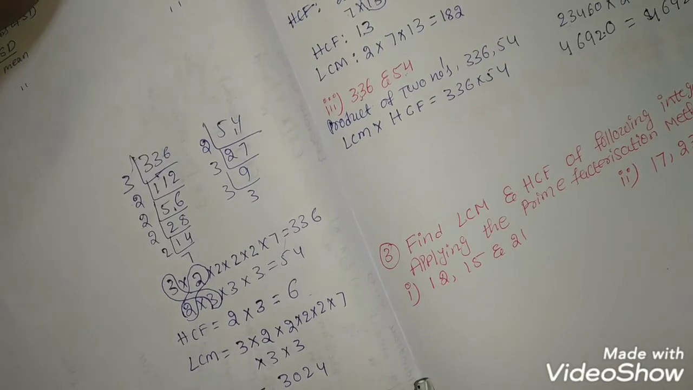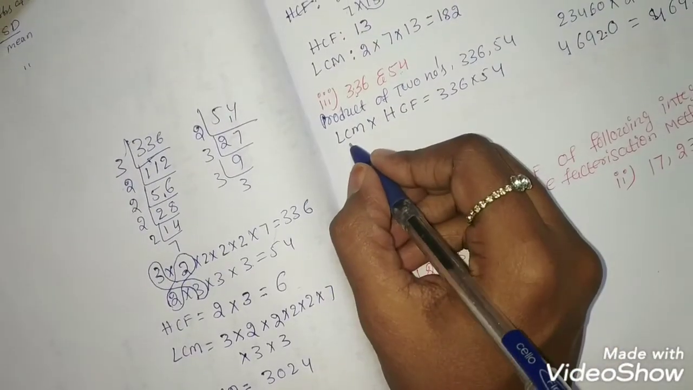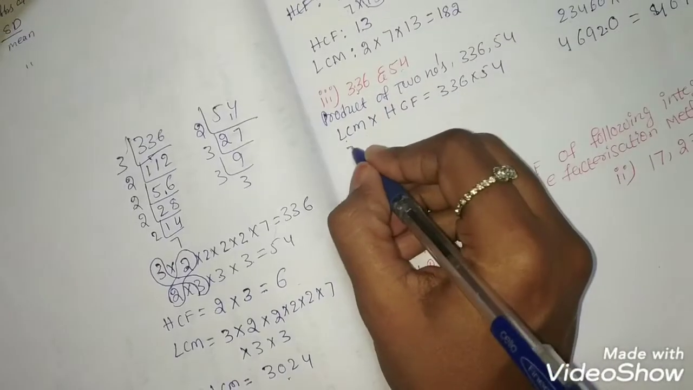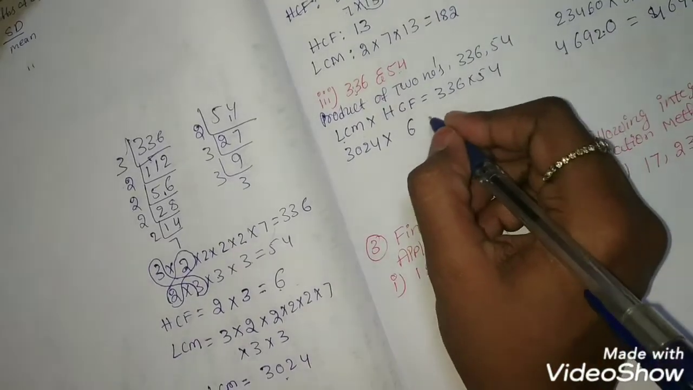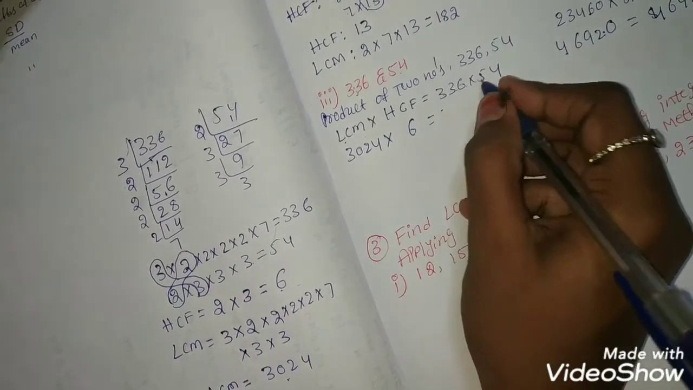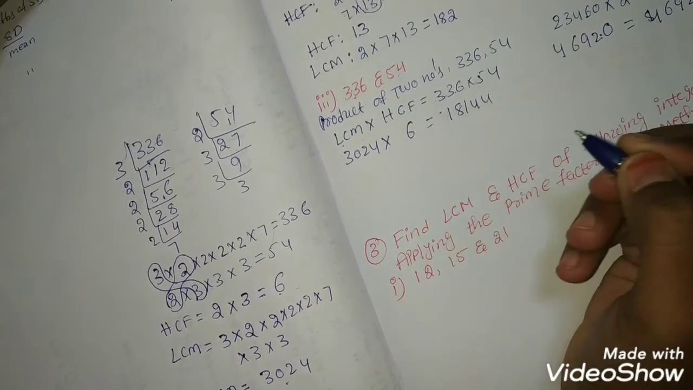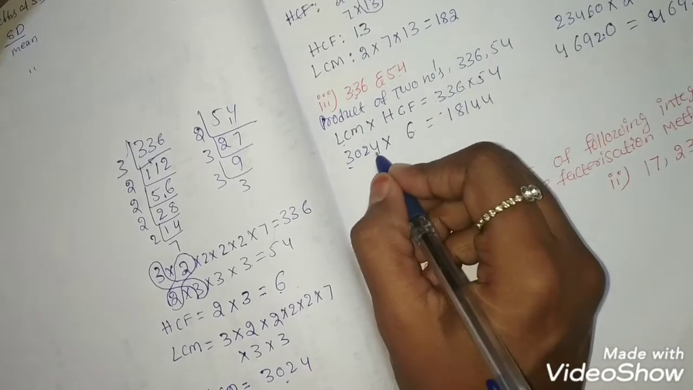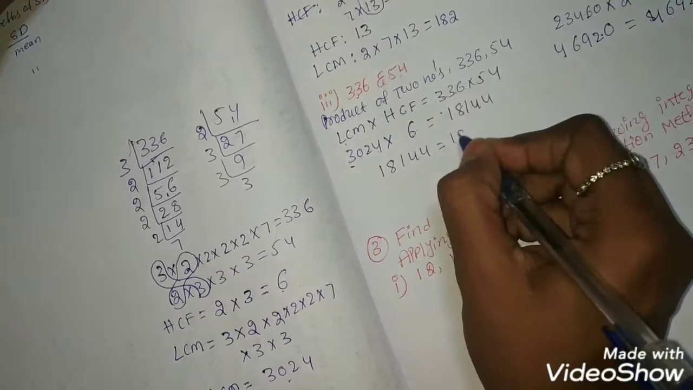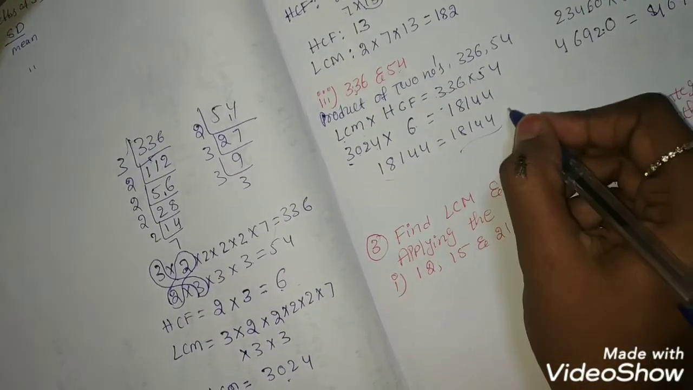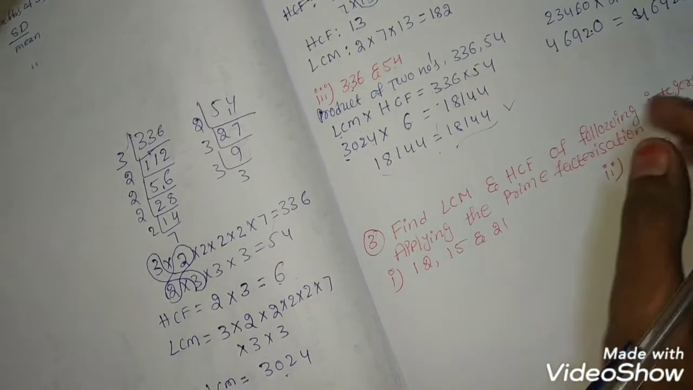You can check whether it is right or wrong. Now coming here, what is the LCM? We get 3024 into the HCF, which is 6. That is 336 into 54. If you multiply these two numbers, we get 1844. If you multiply 3024 by 6, you also get 1844. If it is equal, then our solution is correct. If it is not equal, then our solution is wrong. You have to check that.